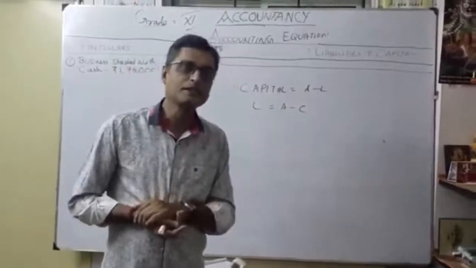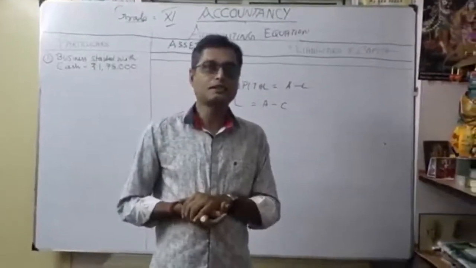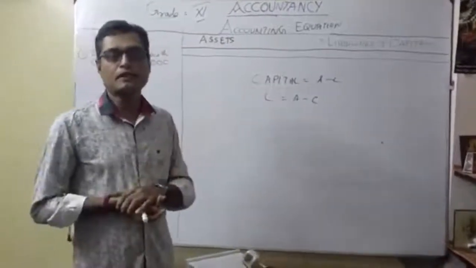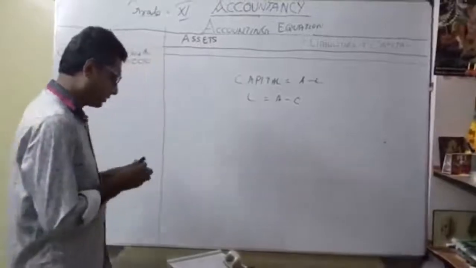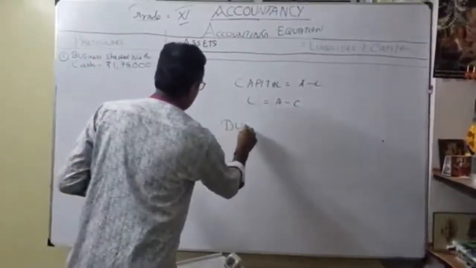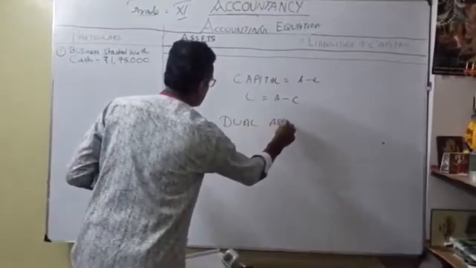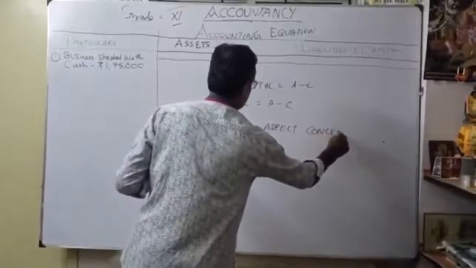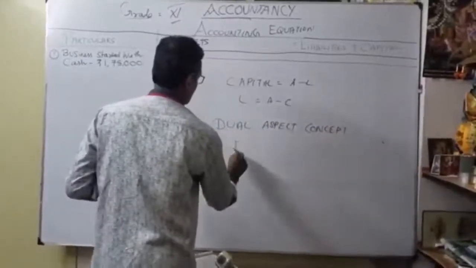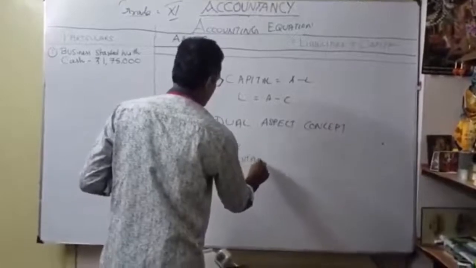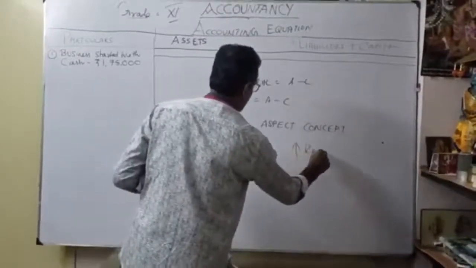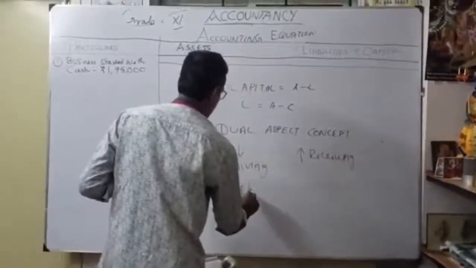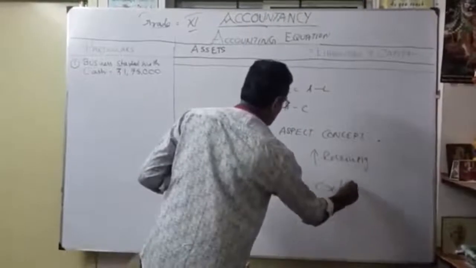Then thereafter, we discussed some concepts, some 13 concepts. For this accounting equation, what concept does it come under? You have any idea? It comes under the real aspect concept. What is that real aspect concept? There are two ways: one is giving, the other is receiving, or maybe debit or credit. There are two aspects.